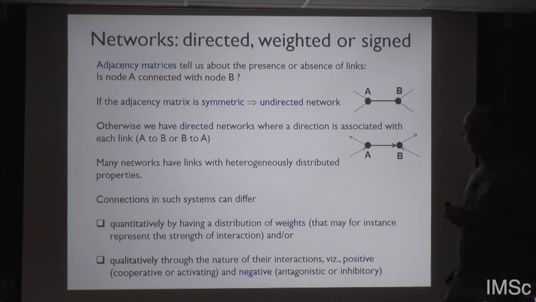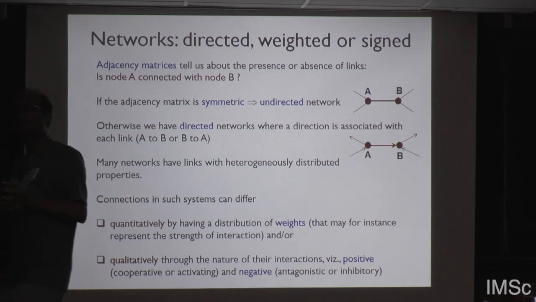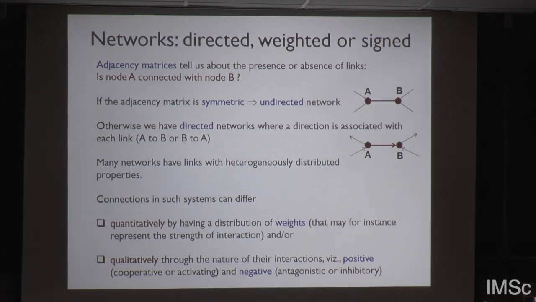On the other hand, if you have a directed network, where just because a path exists from A to B does not tell me whether a connection exists from B to A, in such situations we have a directed network and correspondingly, generally, an asymmetric adjacency matrix.